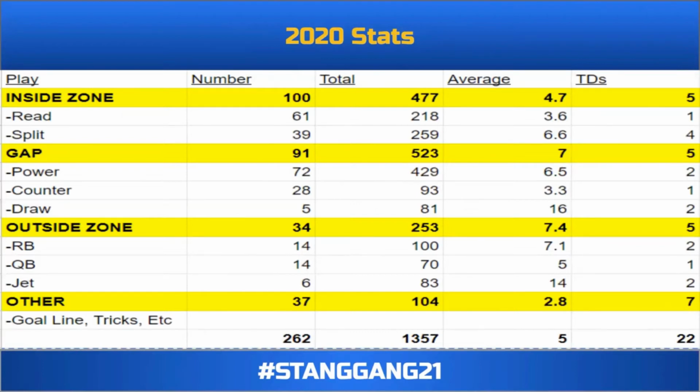I think if you look back at 2019, it would be very similar to this. But if you combine inside zone and outside zone, and then combine gap, and our others were mostly goal line plays, which were gap-type blocking, we were almost dead even in how much we called our zone versus gap schemes. We're a little more successful with gap this year.